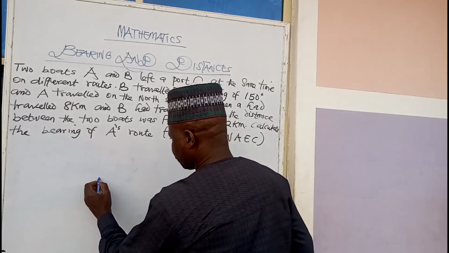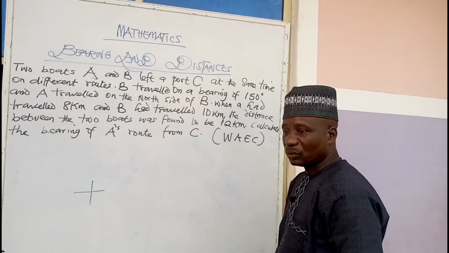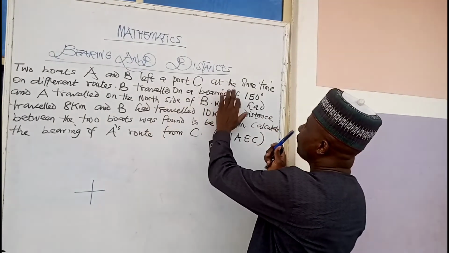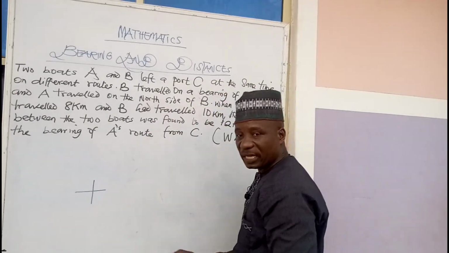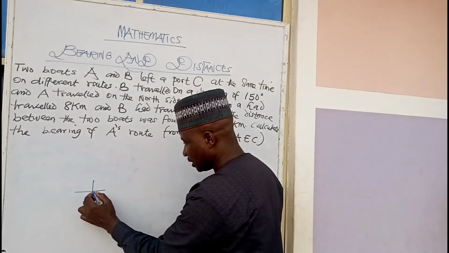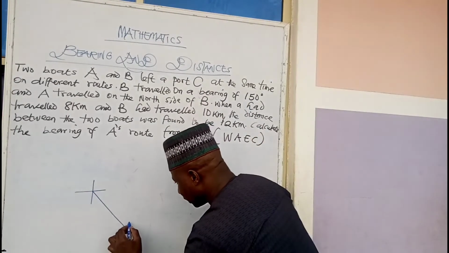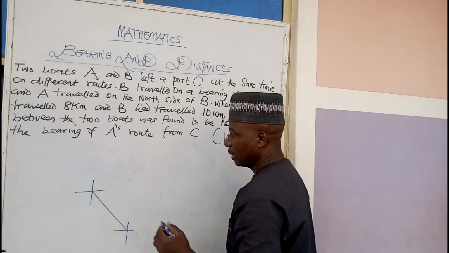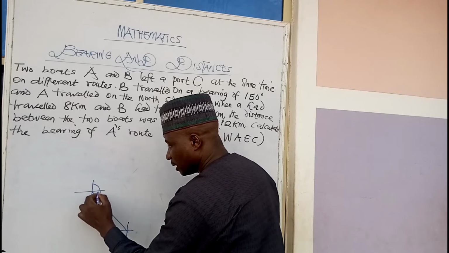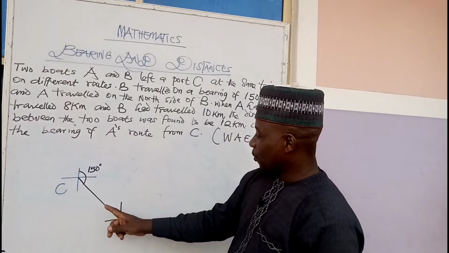Look at it. I told you, cardinal. Now they said B traveled 150 degrees. Class, is it here? No. Is it here? Yes. 150. Now, I draw my cardinal. I have to indicate. It means I'm starting from here to this place. That is 150 degrees.